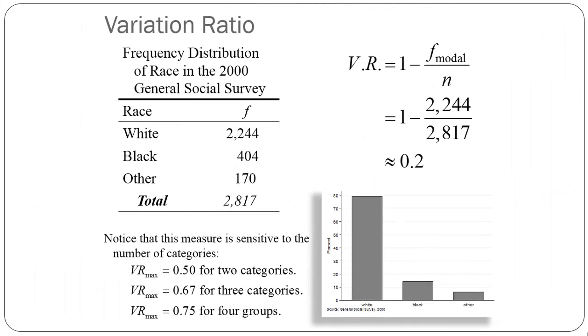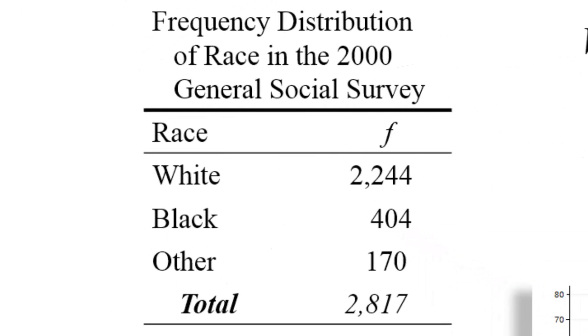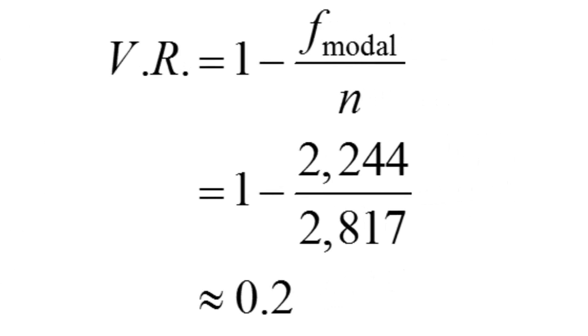Here's an example of how to calculate the variation ratio. I'm showing here the distribution of race based on the General Social Survey in 2000. You can see that we have three categories, white, black, and other, and that our modal category is the white category with 2,244 individuals. We have a total of 2,817 people, and therefore the proportion of cases in the modal category is 0.8. The proportion of cases outside of the modal category is 1 minus 0.8, or 0.2.